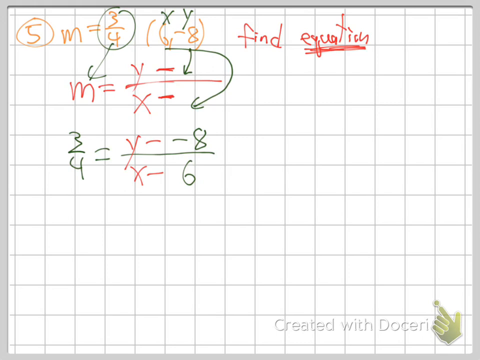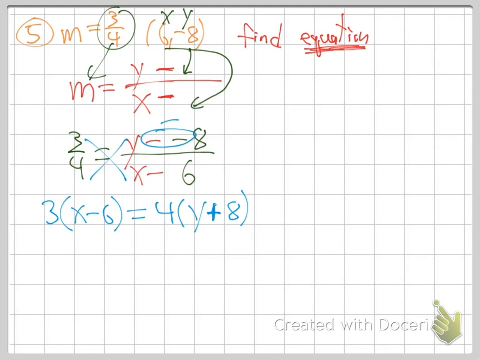Get you there. Now what are we going to do? Cross multiply, right? Remember we have two equal fractions, we just cross multiply. 3 times x minus 6 is 4 times y plus 8. The double negative there became positive, huh? We good? Distribute: 3x minus 18, and 4y plus 32.